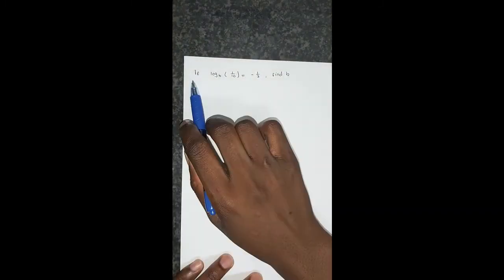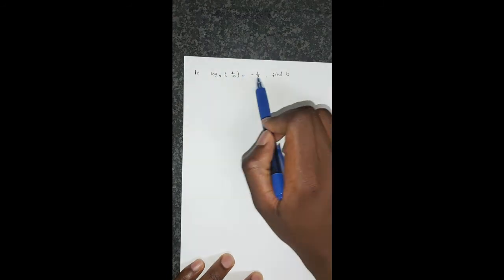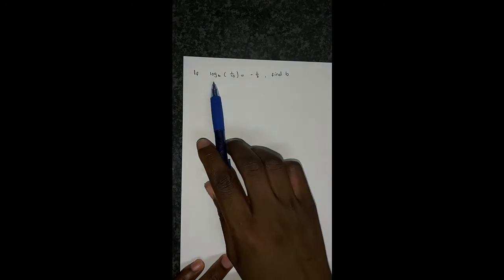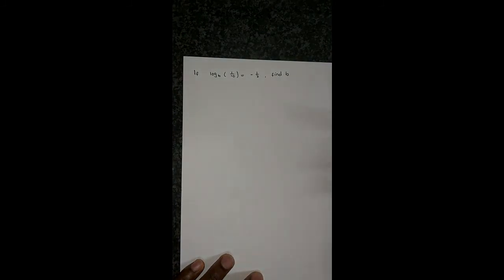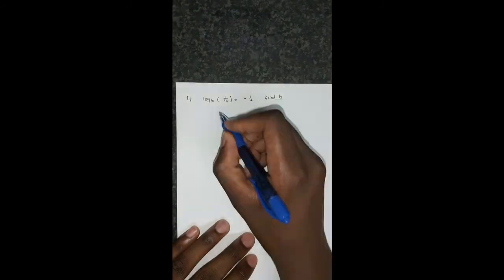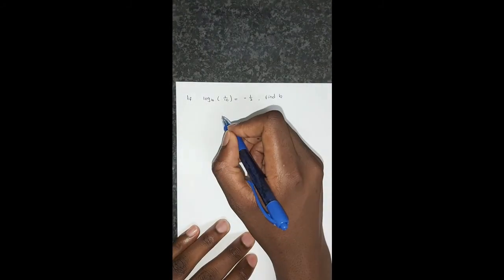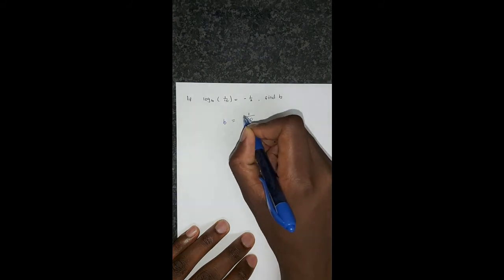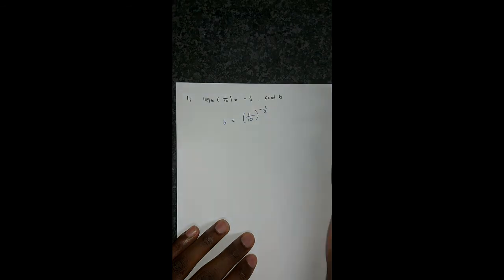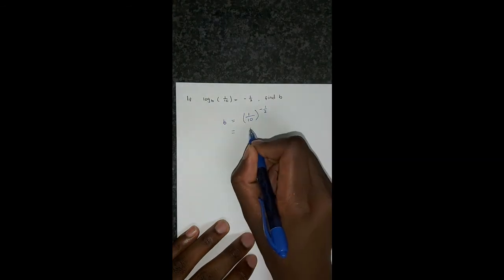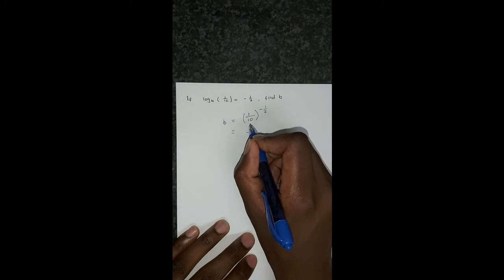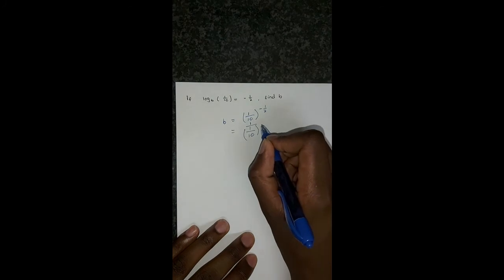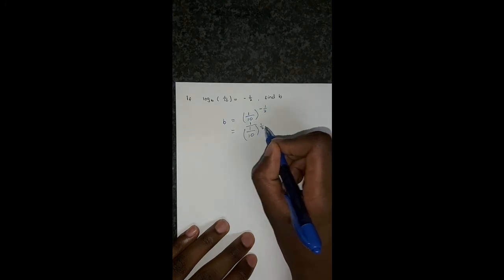So the next one says, if log of 1 over 10 base b is equal to negative half, find b. So I want to find b. Basically we're coming from log to numbers and symbols, so we're going to have to be stepping up. So over here, our b is going to be 1 over 10 to the power negative half, which is equal to 1 over 1 over 10, and then this 1 over 10 is to the power of a half.